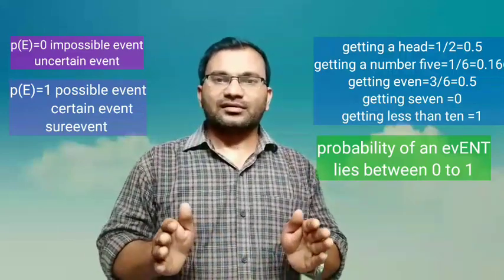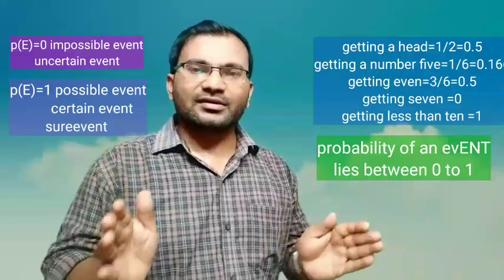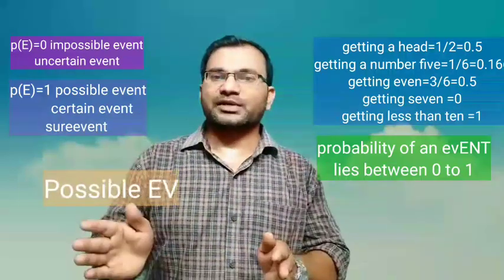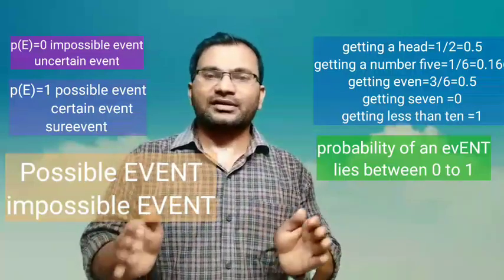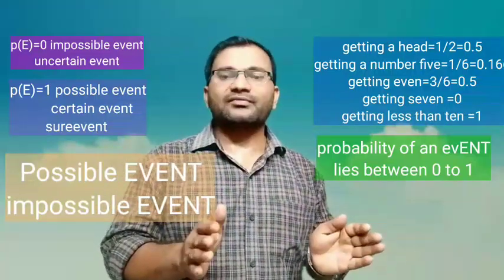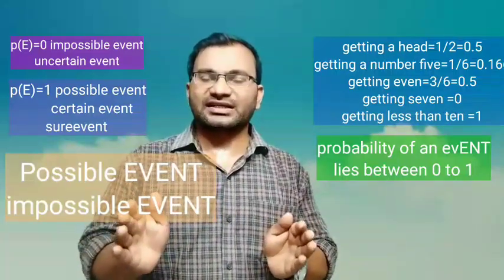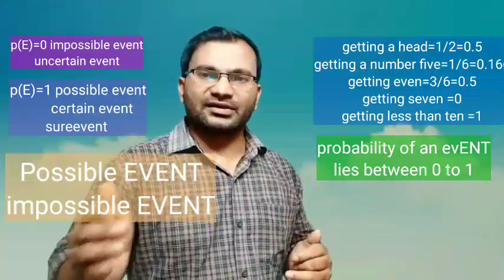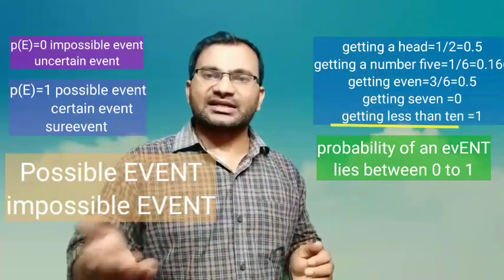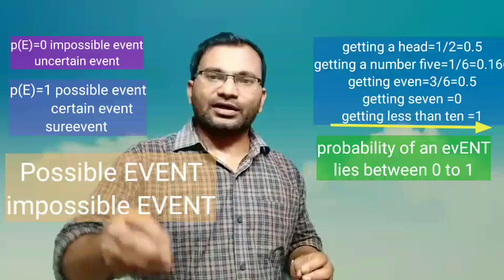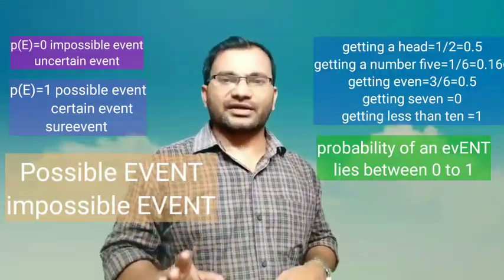So, now we learned the new words: possible event and impossible event. Possible event means P of E is 1. Impossible event means P of E equal to 0. We saw that getting 7 on rolling a dice is not possible. Getting a number less than 10 is totally possible, 6 out of 6. That is a sure event.